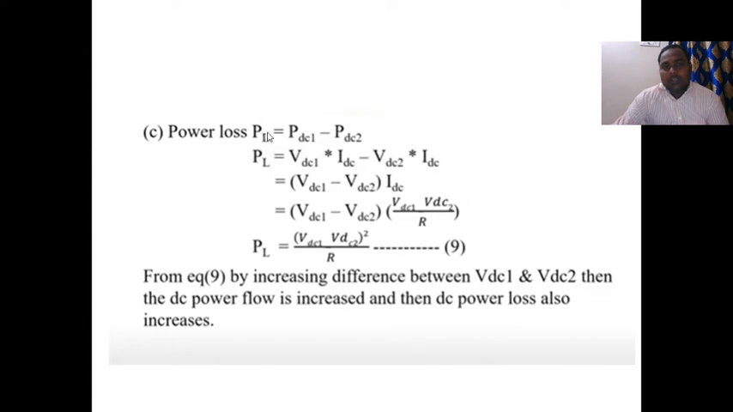The power loss formula, PL is equal to PDC1 minus PDC2. PL is equal to VDC1 into IDC minus VDC2 into IDC. Rearranging this equation, VDC1 minus VDC2 into IDC. We know the IDC value, VDC1 minus VDC2 by R. So overall the power loss is equal to VDC1 minus VDC2 whole square by R. This is the power loss formula. From equation 9, by increasing the difference between VDC1 and VDC2, the DC power flow is increased and the DC power loss also increases.